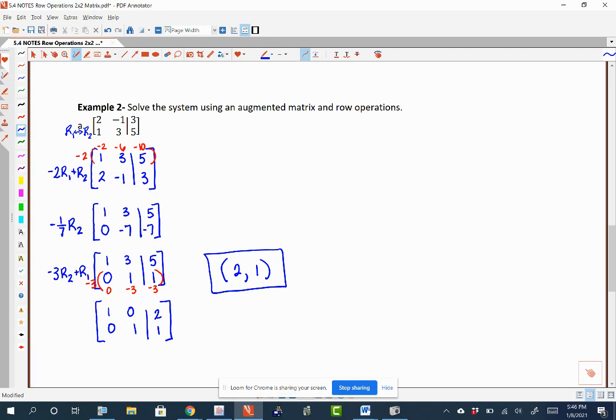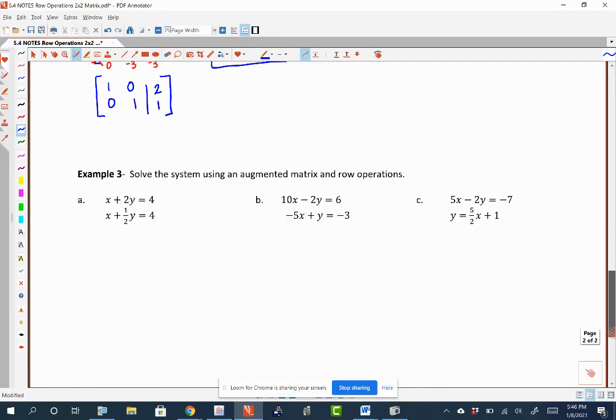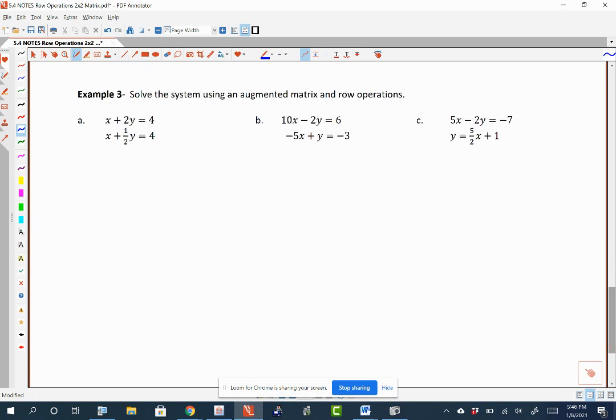So let's try again in example 2. This time we're starting with systems that are not written as an augmented matrix. So the first thing we're going to want to do is write them as an augmented matrix, and then we will use our row operations to solve. I'm going to start with problem A, and take my coefficients from my first equation. The coefficient on x is 1, the coefficient on y is 2, and my constant is 4. My second equation, I also have a coefficient of 1 on my x. My y is 1/2, and my constant is 4.